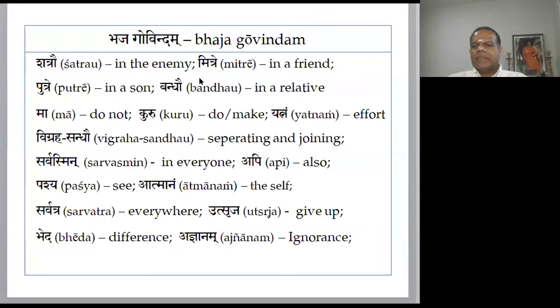The second word is Mitre. Mitre is also the seventh noun form of the simple noun mitraha. Mitra means friend. Mitre can also be said to mean in friendship, and here you can say in enmity; that way also the meaning could be taken, in enmity and in friendship. Then the next one is putre. Putre is also the seventh noun form, or seventh vibhakti, of the simple noun putraha. Putraha means son.